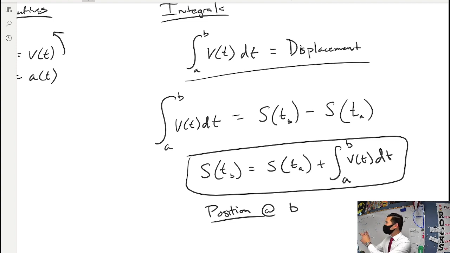If it was the position at A, it would be the other way around. If it was the position at A, that's where you start, and the math is a little bit trickier. It would be S of B minus this. But we'll worry about that later. This is to find displacement.